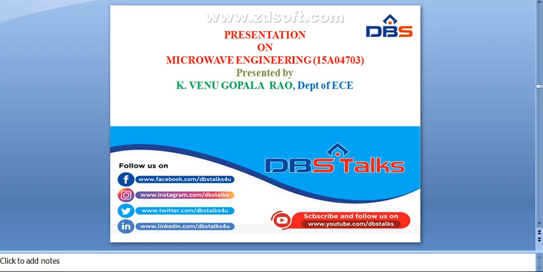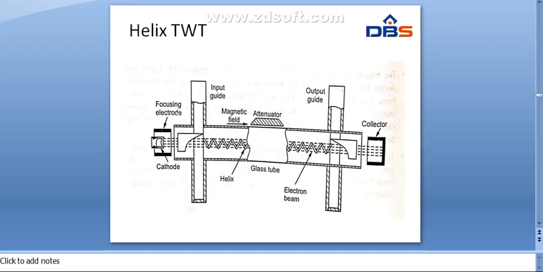And we have discussed the helix TWT. This helix TWT consists of an electron gun and a slow wave structure. The electron beam is focused by a magnetic focusing field and guided through the center of the long axial helix. The slow wave structure is either the helical type or folded type.